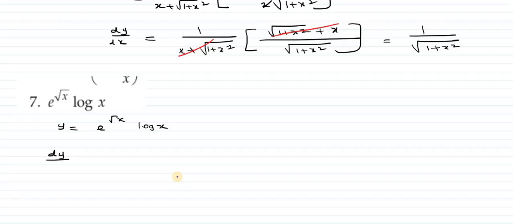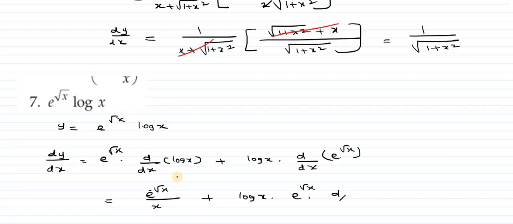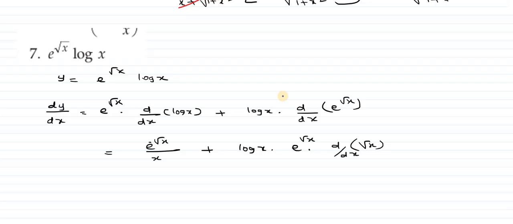Okay. So dy by dx will be equal to e power root x into differentiation of log x plus log x into differentiation of e power root x. So what is this? Differentiation of log x is 1 by x. So e power root x by x plus differentiation of e power root x is e power root x, and we have to differentiate root x separately. Correct?